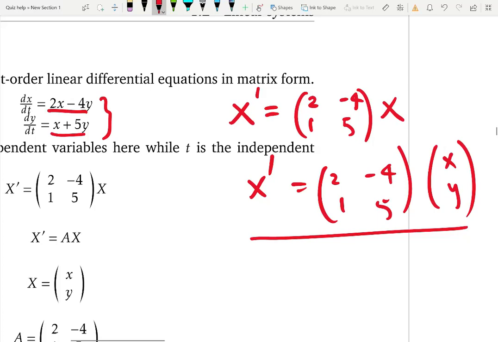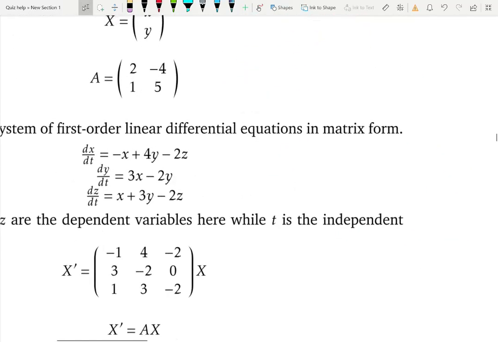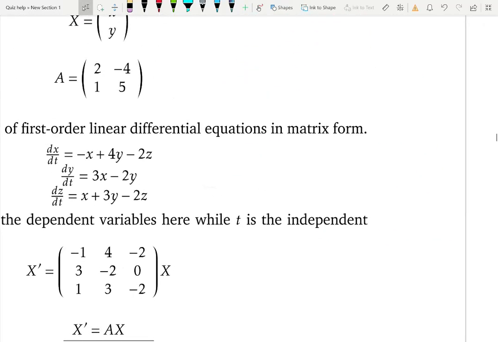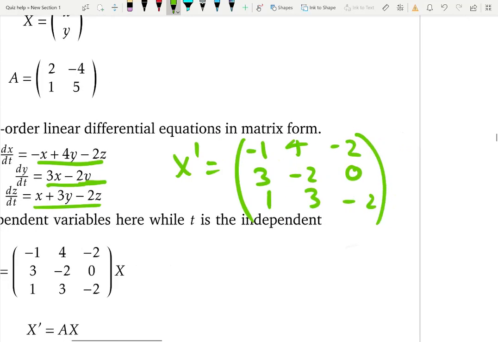Let me show you more examples, because I have to show you a non-homogeneous example. Well, this one is also homogeneous. X prime is equal to, extract the coefficients. First row: -1, 4, -2. Second row: 3, -2, and the coefficient of z is 0, because there's no z here. Third row: 1, 3, -2. Take them in order, be careful. So this is the x, y, z vector, the dependent variable vector. Super easy, right? Simple enough.